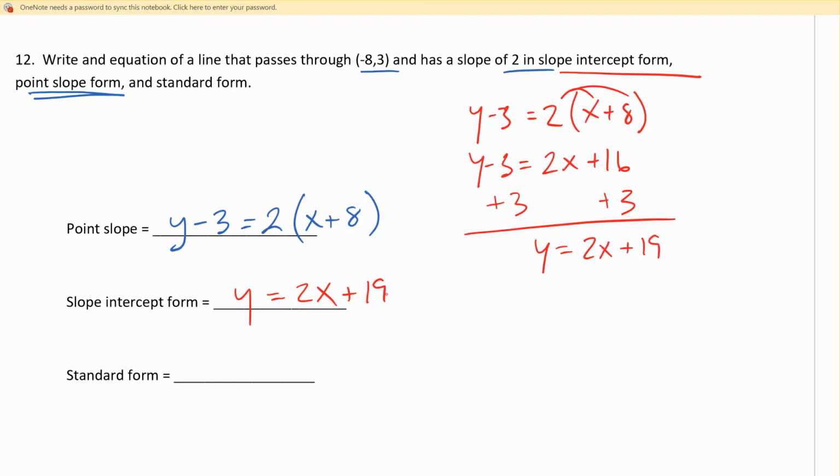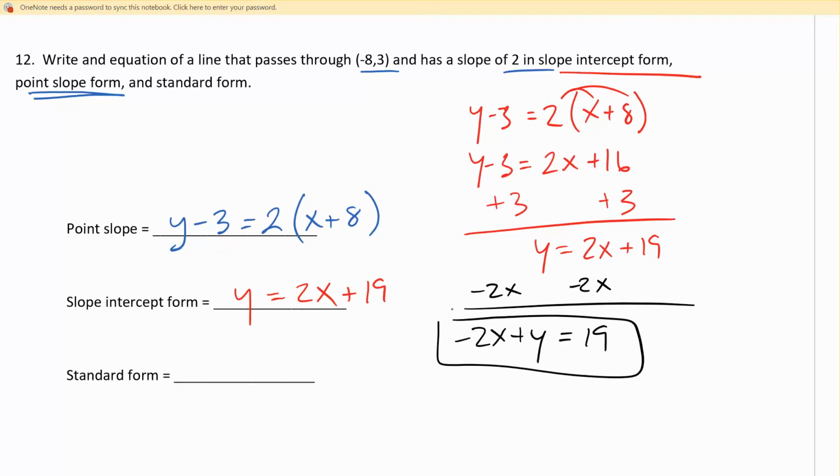And then we'll change that from slope-intercept form to standard form. So we'll subtract 2x from both sides, and we'll get -2x plus y equals 19, and that's standard form.